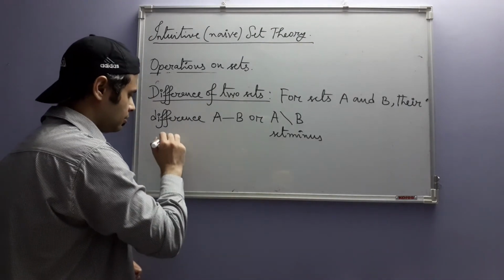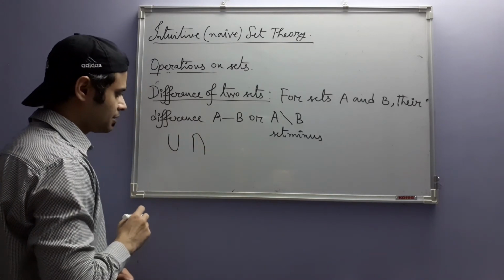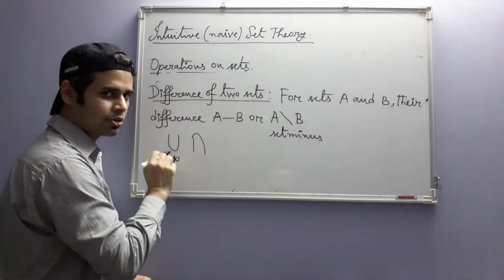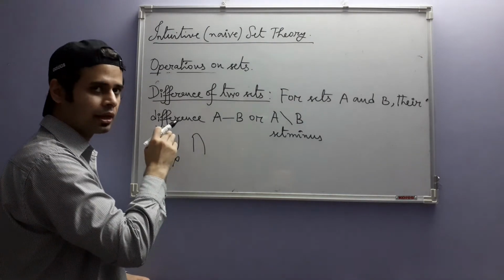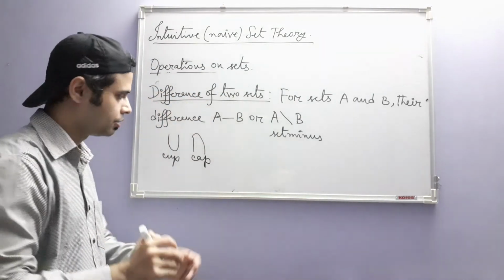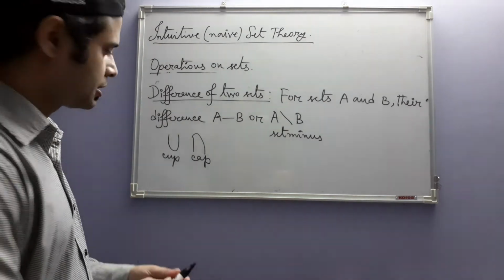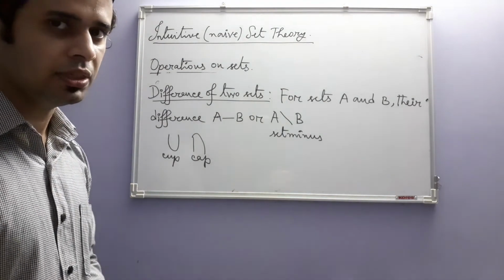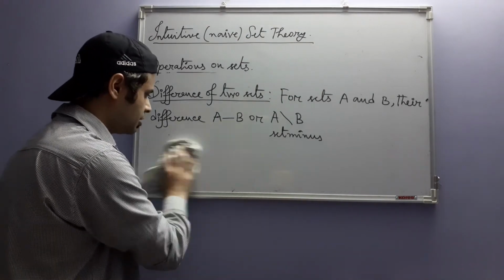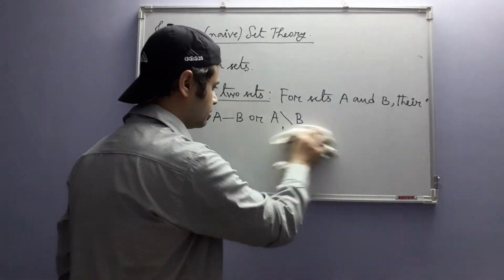Oh, and going back to the symbols, these symbols have some names. This is called cup. The symbol for union is called cup because it looks like cup, and this is called cap. It looks like cap. Okay, but don't go around saying A cup B, A cap B. Although they are not wrong, but they sound strange, weird. You just say A union B, A intersection B, etc.